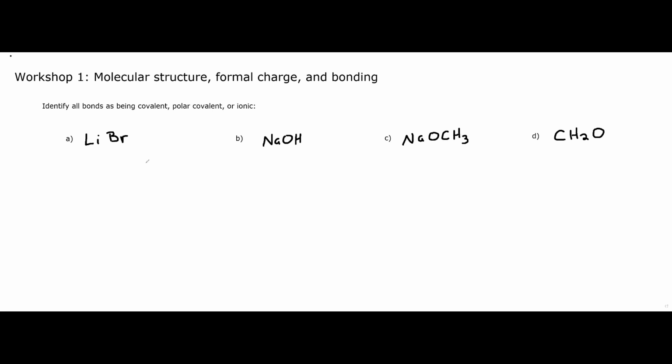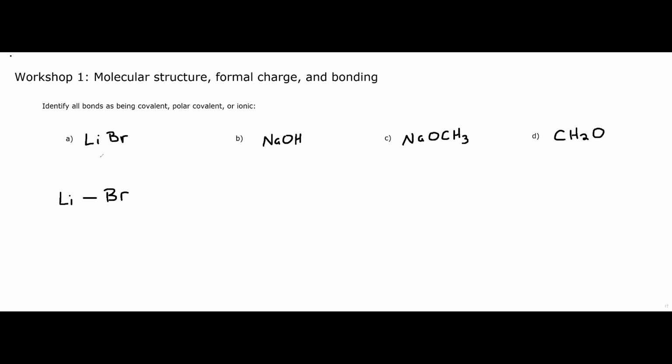Okay, for the next question, we are going to take these 4 molecules, A through D, and we will identify all bonds in the molecule as being either covalent, polar covalent, or ionic. Pause the video here if you want a chance to solve these. And we will start with A. Let's draw this out. We have lithium connected to bromine, only 2 atoms in this molecule, lithium bromide.